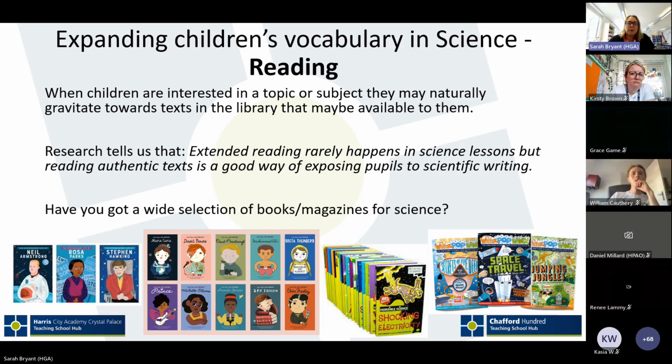So I want you to have just a quick second to think for yourselves. Have you seen any of these books in your school? Are they available for the children to pick up and read, either in school, or are they part of your library so they can be taken home and brought back in? Or do you think, oh, actually, I might go and have a word with my science lead about that and see whether we can add that to our collection?